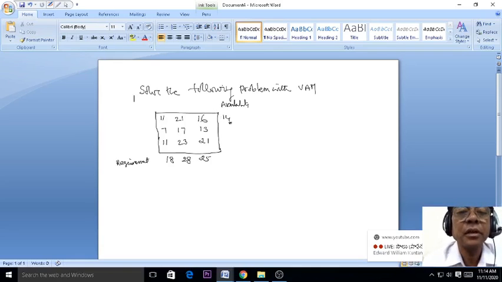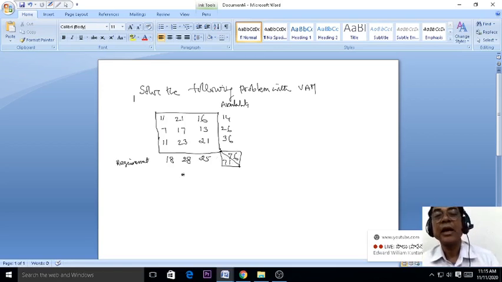14, 26, 36. Okay, check the total first. That is a very important point. So this is 76 and this is 71. So the problem given is an unbalanced problem.